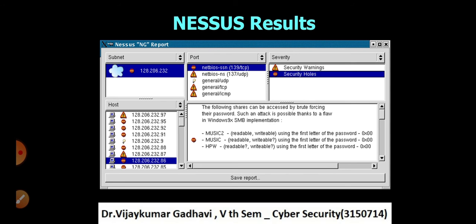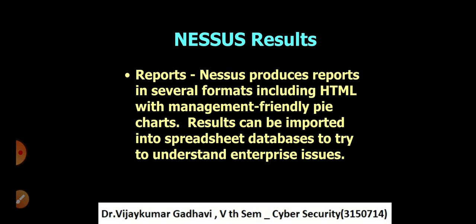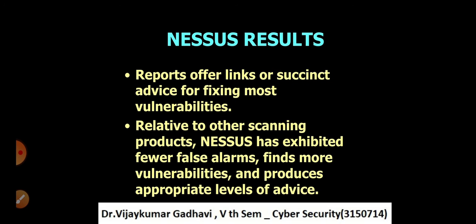Next, we are seeing that Nessus results are all about producing reports in several formats, including HTML with management-friendly pie charts. Results can be imported into a spreadsheet or database to try to understand enterprise issues. Reports offer links or succinct advice for fixing most vulnerabilities.